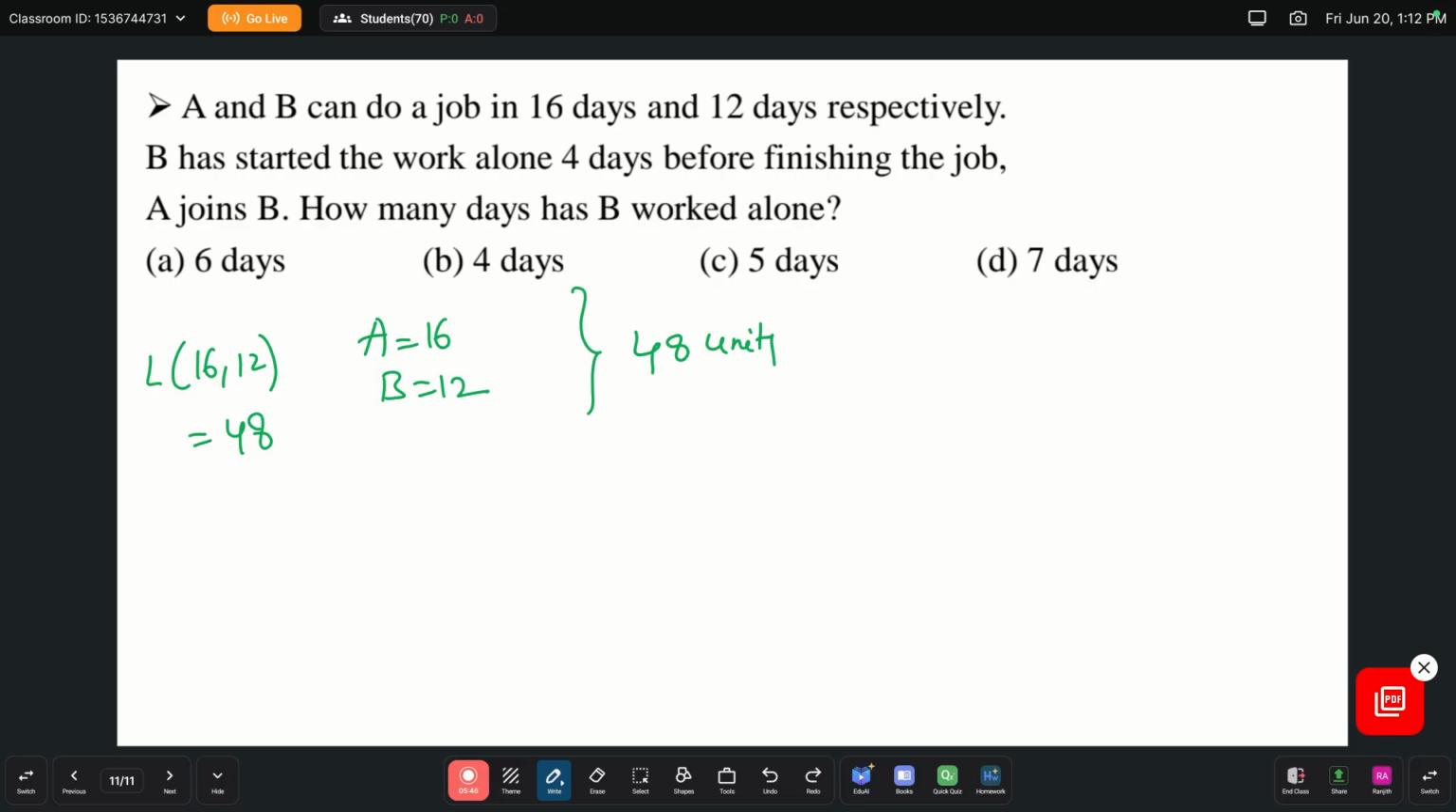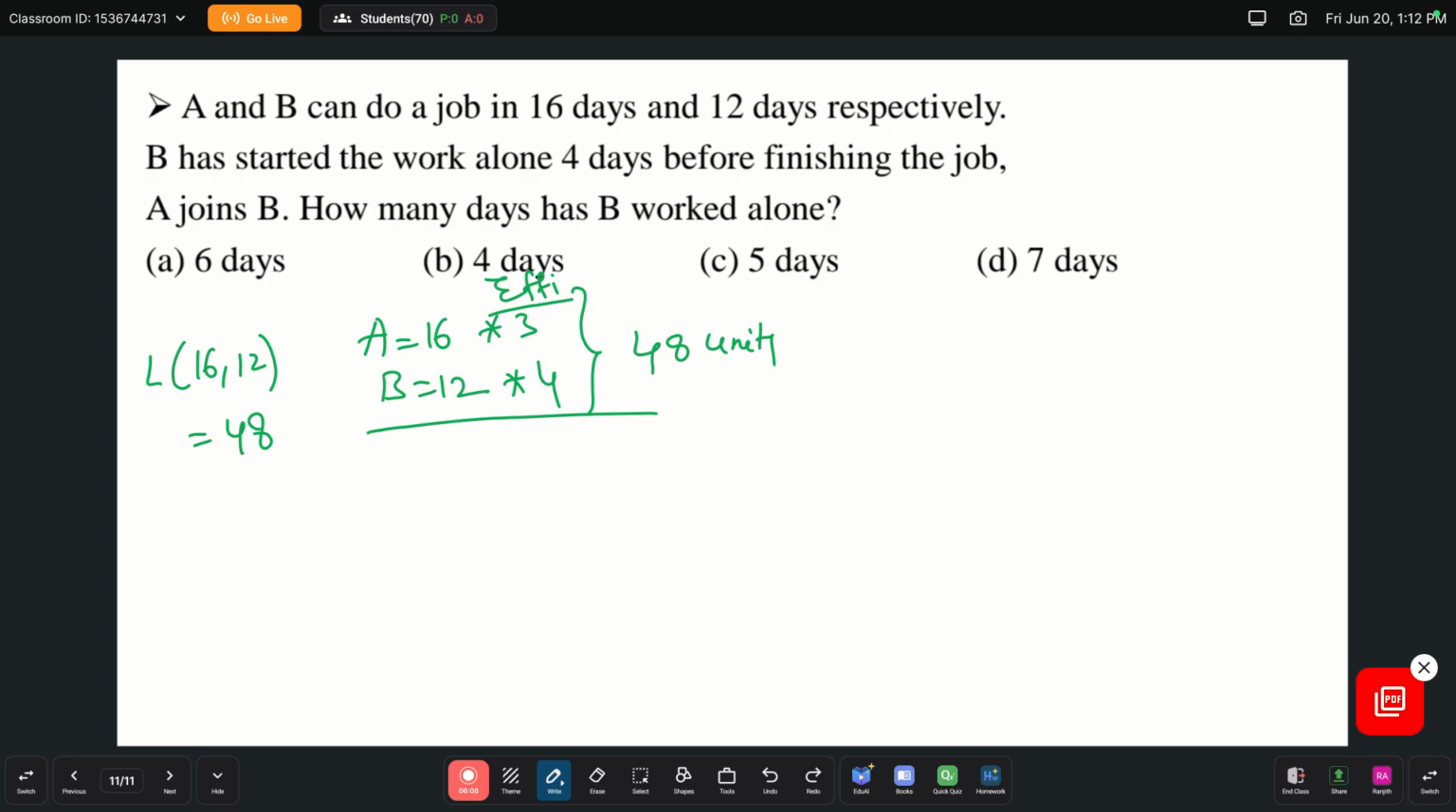A is doing 48 units of work in 16 days. B is doing 48 units of work in 12 days. So the efficiency of A equals, in 16 table 48, 3 times, and in 12 table 48, 4 times. So what is given? B started the work alone. How many days he worked?